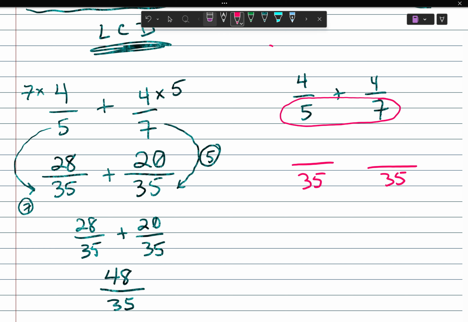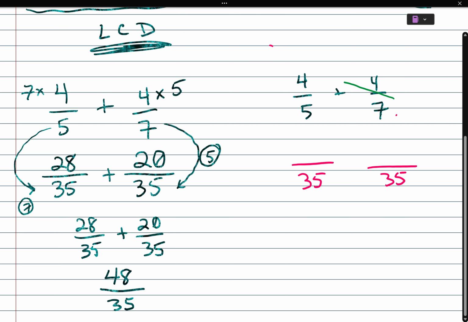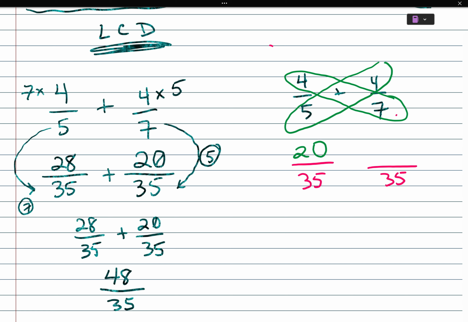The next thing we want to do, now I'm going to erase that, and show you what we're going to do next. The next thing we're going to do is go ahead and multiply across. 5 times 4, which is 20, and 7 times 4, which is 28. And they do have the same denominator again, so we'll say 20 plus 28 is 48 over 35. And then you see you have the same answer, 48 over 35.